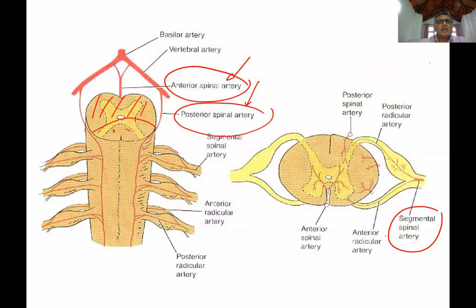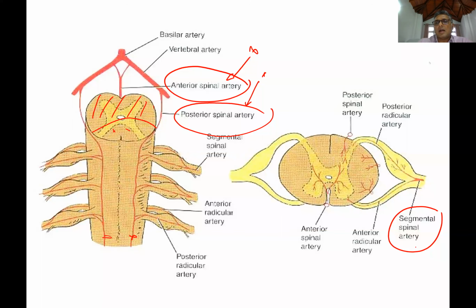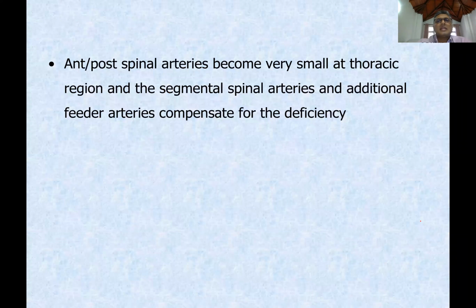Now, in the cervical region, if you block the main anterior spinal artery or posterior spinal artery, you will have main effects on the cervical segment of the spinal cord. If you block these arteries in the thoracic area, lower down, you might not have a serious effect. So remember that point as well. Then other than the segmental spinal arteries, there are additional feeder arteries, which feed blood and help to supply the spinal cord.